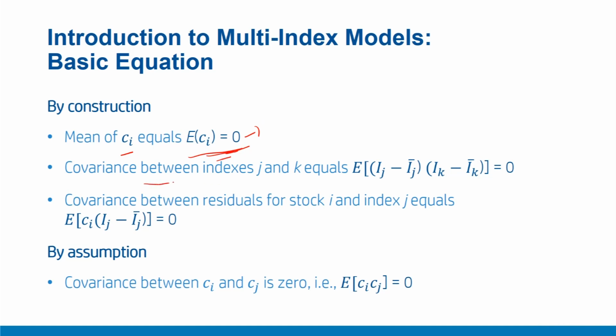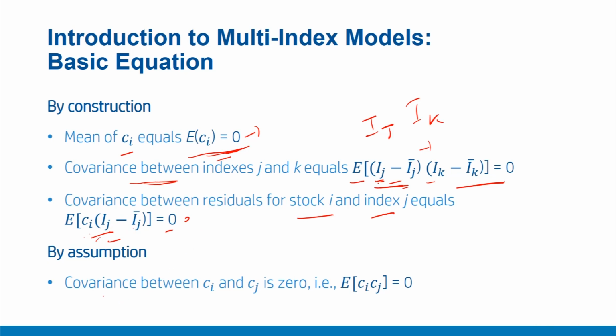We also assume that by construction, the covariance between indices Ij and Ik is 0, which is this expectation of Ij minus Ij bar into Ik minus Ik bar. Remember, we discussed the orthogonalization procedure in the previous video where we said that the indices are so constructed that they do not have any correlation with each other. We also say that stock i and index j do not have any covariance or correlation, so the expectation of Ci into Ij minus Ij bar equals 0. So this is also by construction. The way these indices are generated, not only do they have no correlation with each other, they also don't have any correlation with the error term or residual in the model.